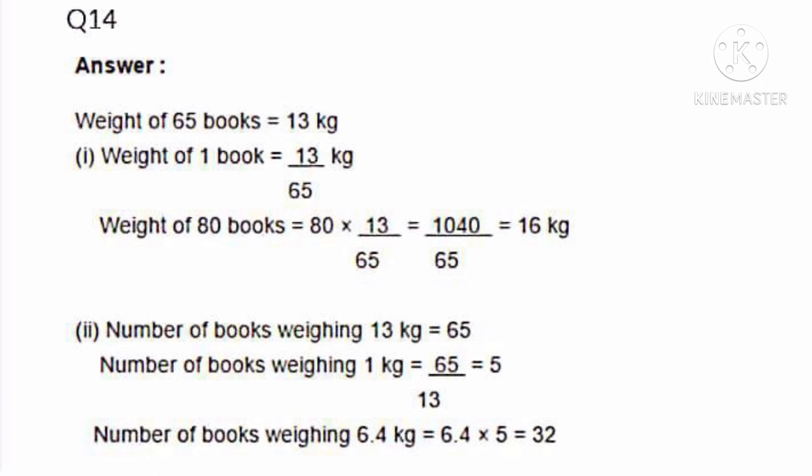Then the second part is, how many such books weigh 6.4 kg? So number of books weighing 13 kg is 65. That means number of books weighing 1 kg will be 65 by 13, that is 5. So number of books weighing 6.4 kg is 6.4 into 5, that is 32 books.